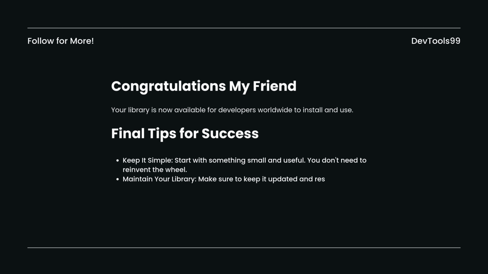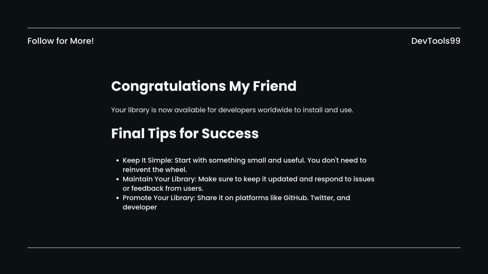Maintain your library. Once published, keep an eye on user feedback, respond to issues, fix bugs, and update your library regularly to stay relevant. Promote your library. Share your library on GitHub, Twitter, and other developer communities. Getting your library noticed can lead to contributions from others and establish you as a respected developer. By following these steps, you'll be able to create, publish, and maintain your very own JavaScript library, making your mark in the developer community. Now go ahead, build something amazing.